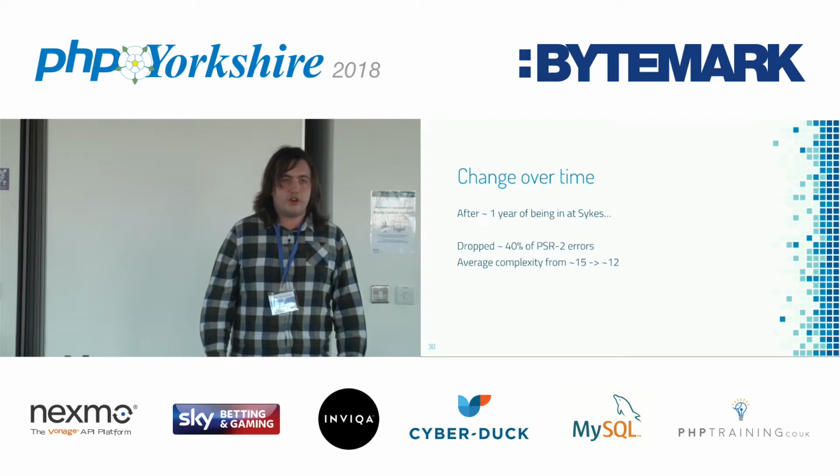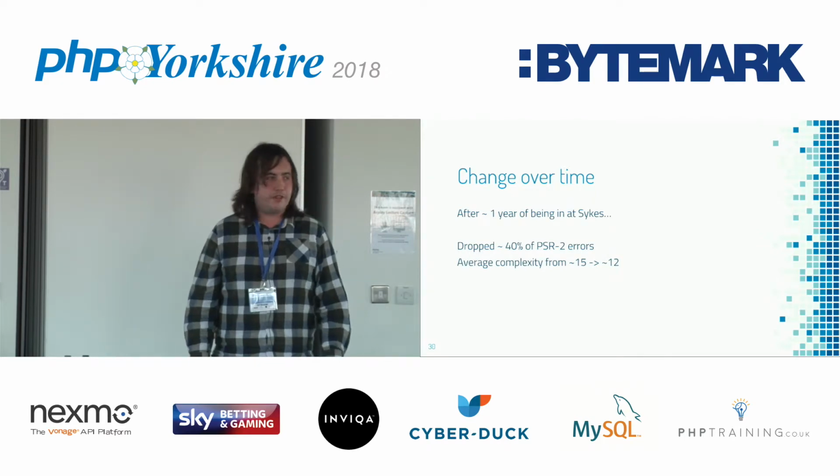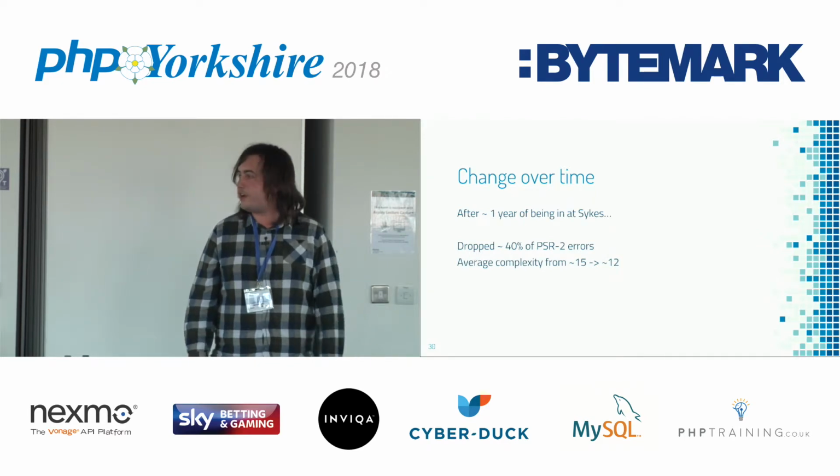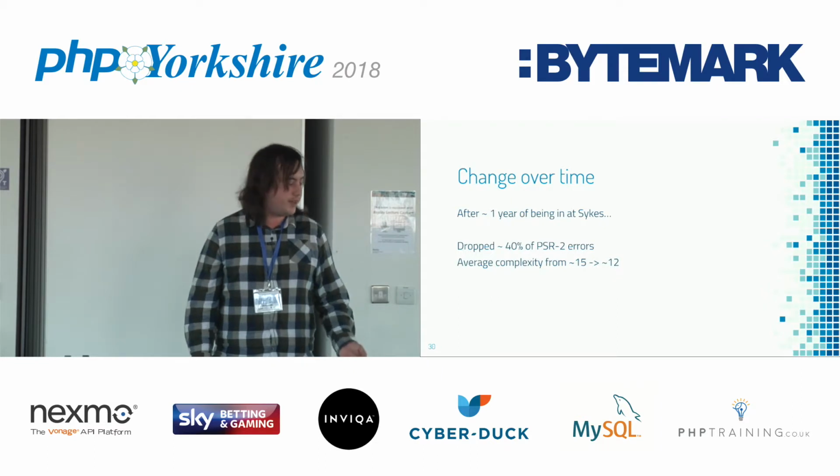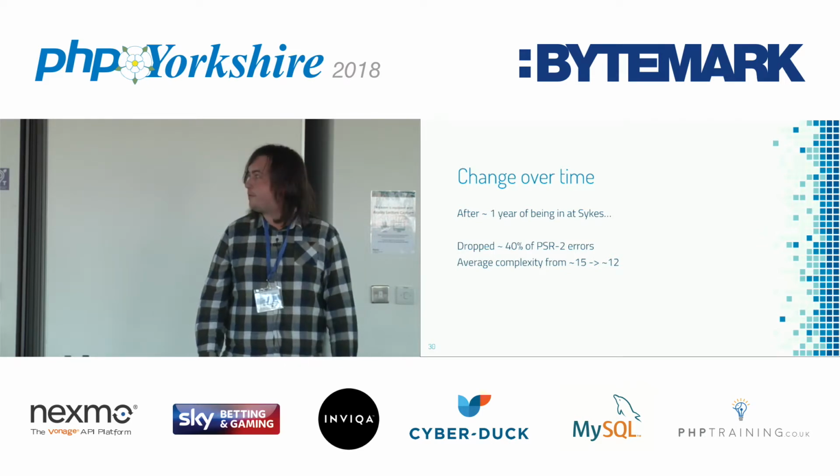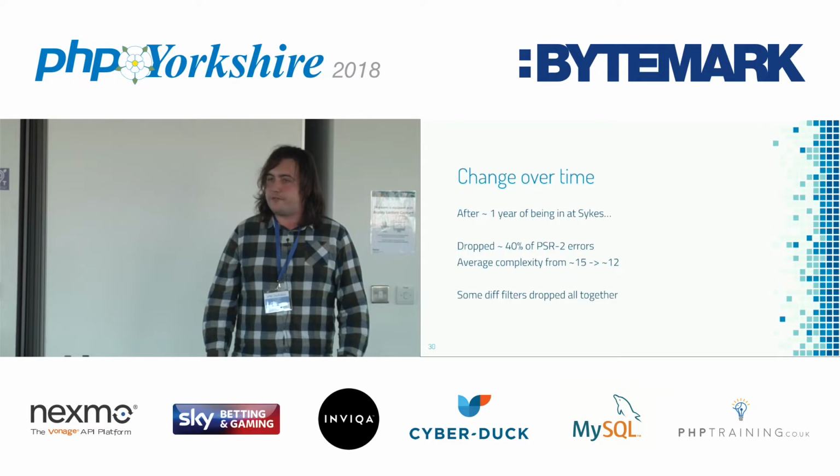The average complexity has dropped from about 15 to about 12 in methods. So again, it's going in the right direction. This is code that's never been looked at before in a complexity way or a PSR2 way. So it's all pushing it towards a standardized direction. And we've dropped some diff filters altogether.